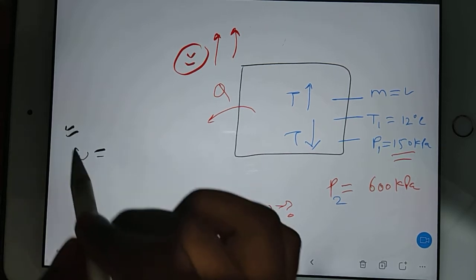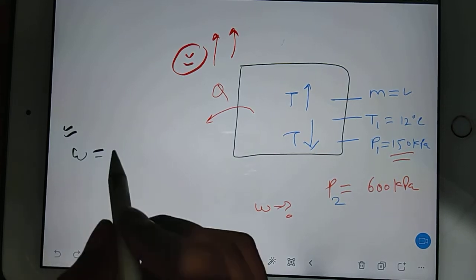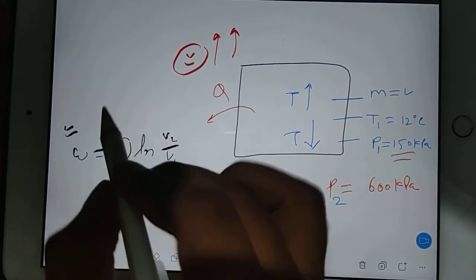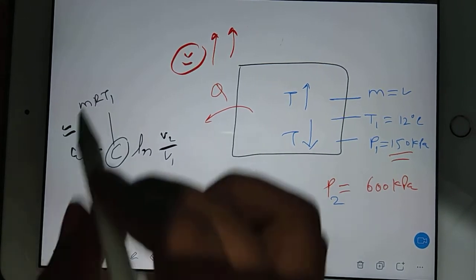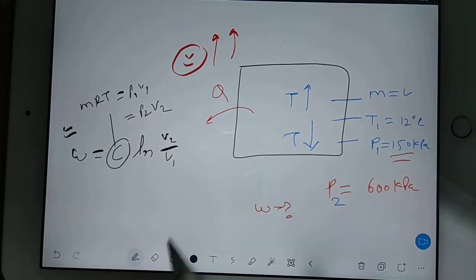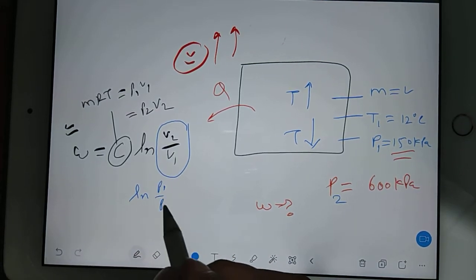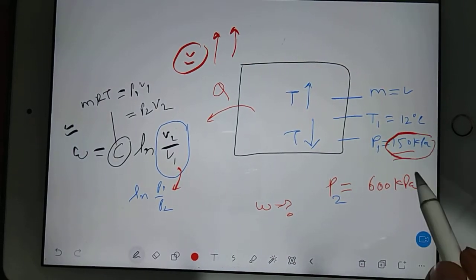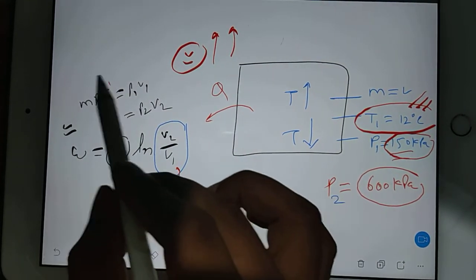But in case of the work done formula for the isothermal case, you can find it in two ways. If you remember, there was a constant term and then there was ln V2 by V1. This constant I told you can write as mRT1, because temperature is constant, so writing T1 or T2 does not matter. Or you can write P1V1, or P2V2, anything. According to the given data we will choose. And this formula you can also write as ln P1 by P2. So P1 is given? Yes. P2 is given? Yes. One temperature is given which is constant, so you substitute that temperature here.